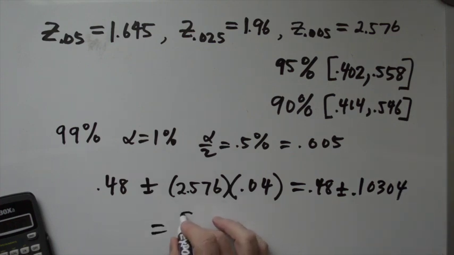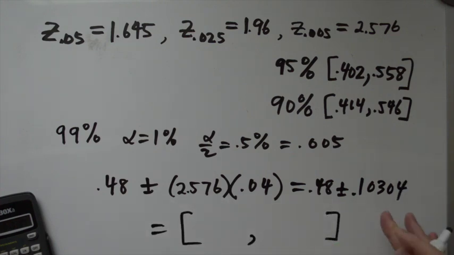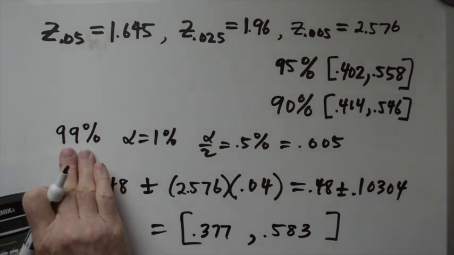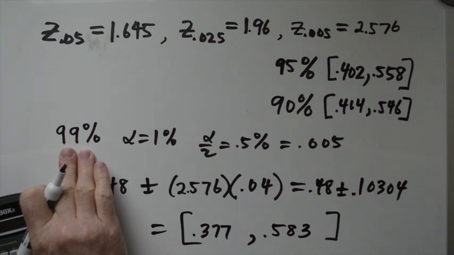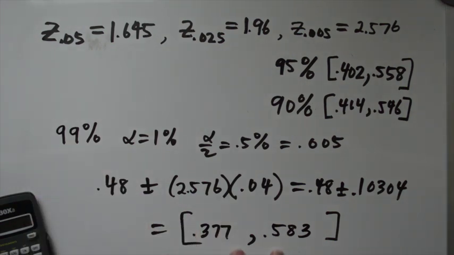And once again, just as before, by adding and subtracting that margin of error, we'll get an interval that extends from 0.377 to 0.583. That's our 99% confidence interval. So in the language of confidence intervals, we would say we are 99% certain that this interval from 0.377 to 0.583 covers or contains the true proportion of orange candies manufactured by Reese's Pieces.